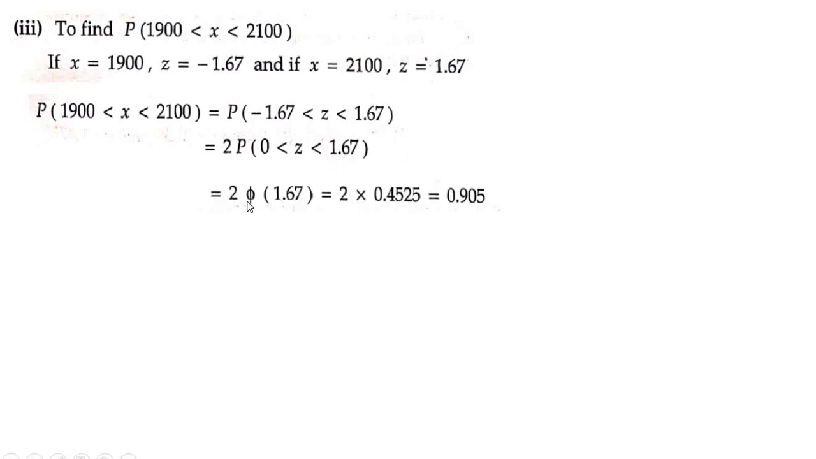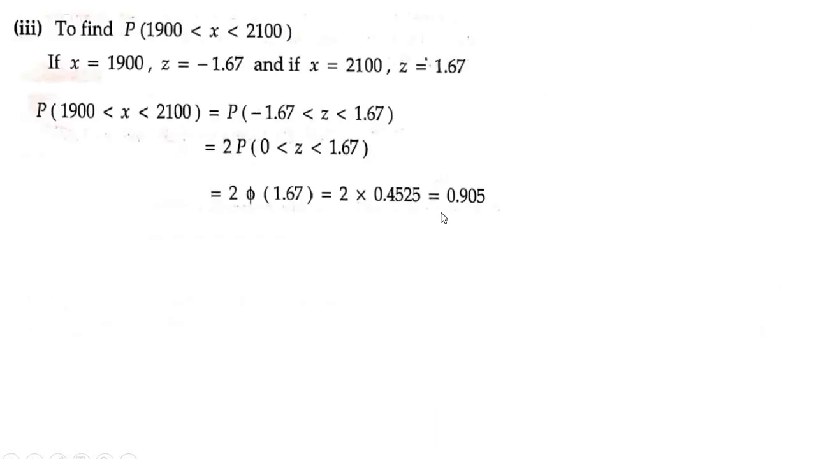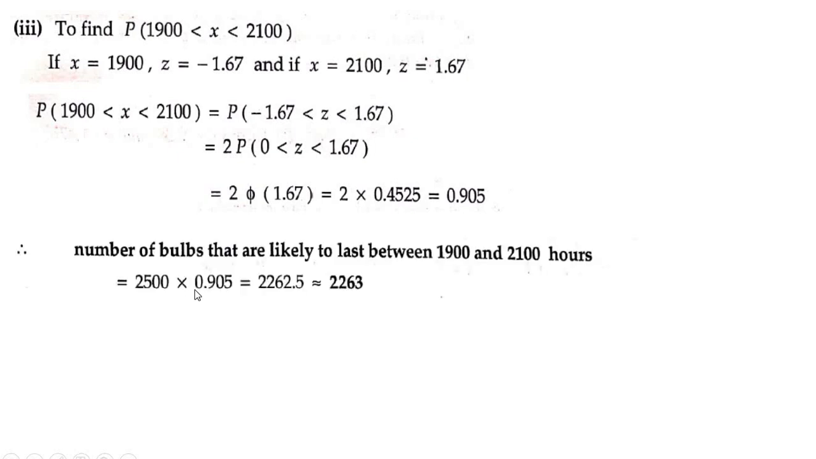So P of z greater than 0 less than 1.67 is also equal to 2 into phi of 1.67. So previously I have pasted a normal distribution table here. So how much is 1.67? This is 1.6. Move straight up to 0.07 and stop there. So this is the 1.67 value, which is 0.4525. So 2 into 0.4525 is 0.905.